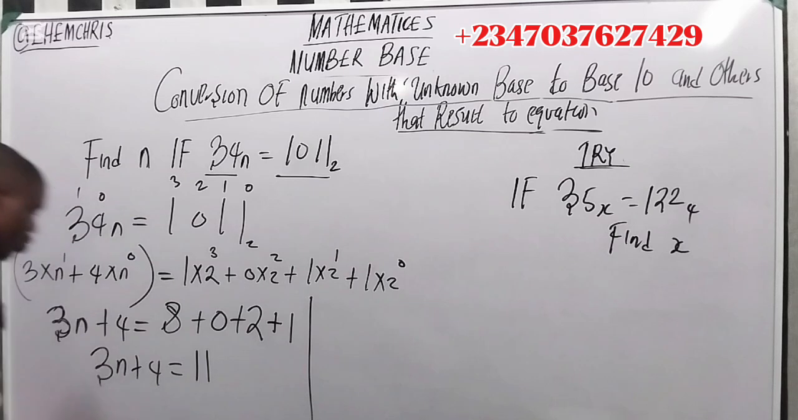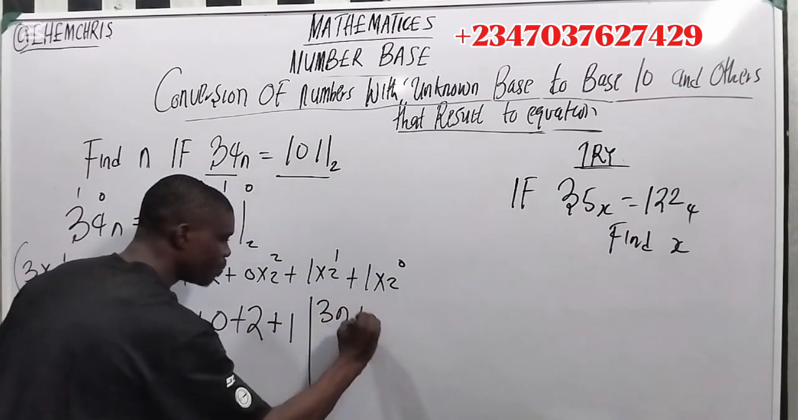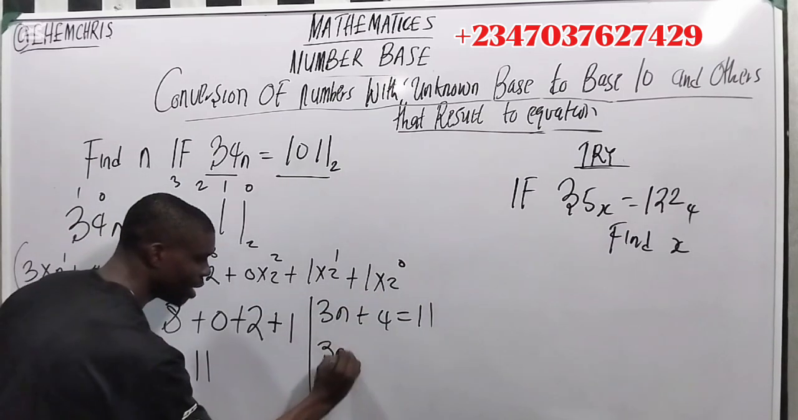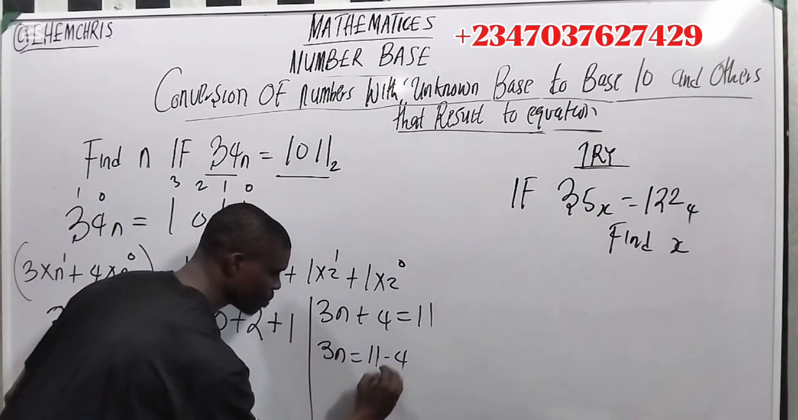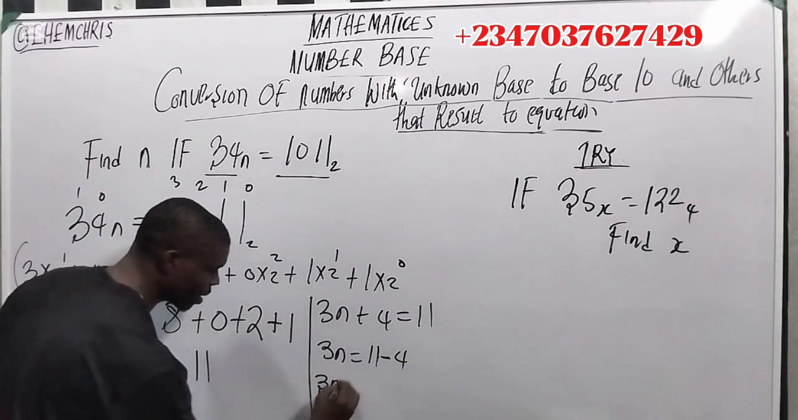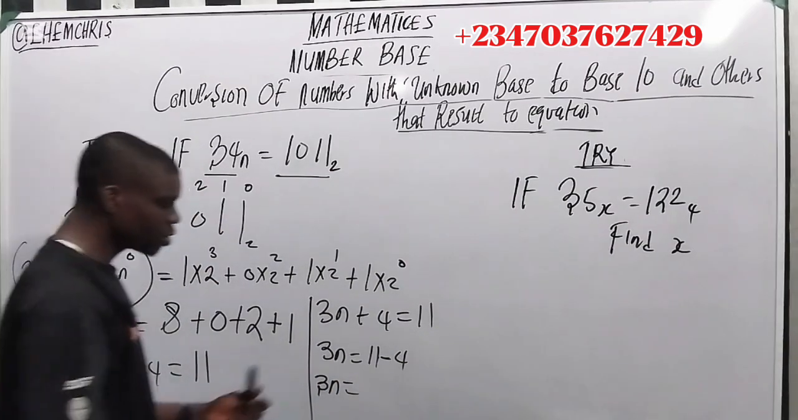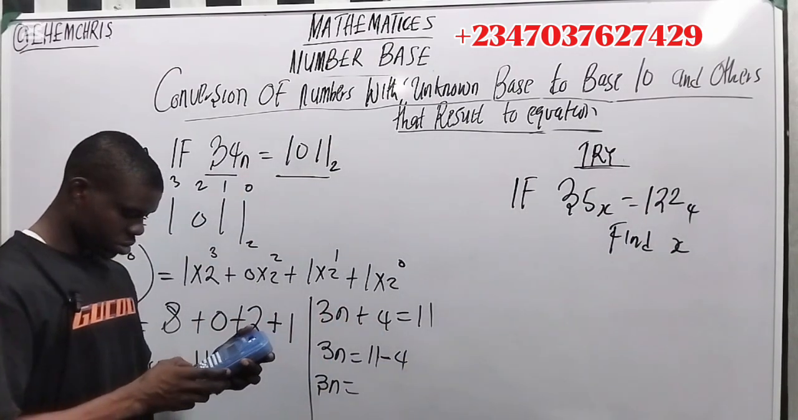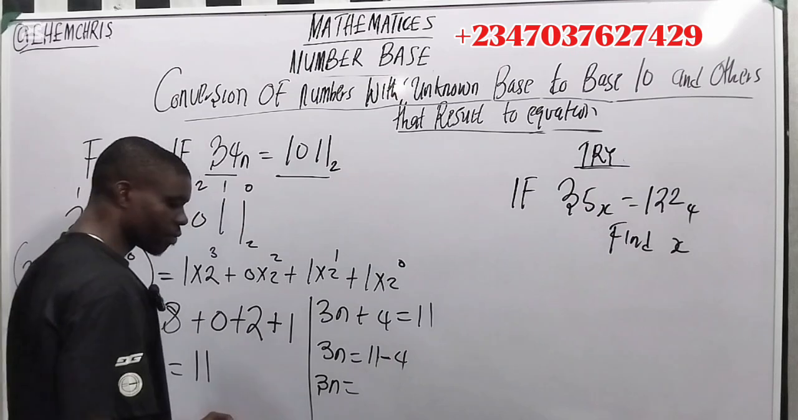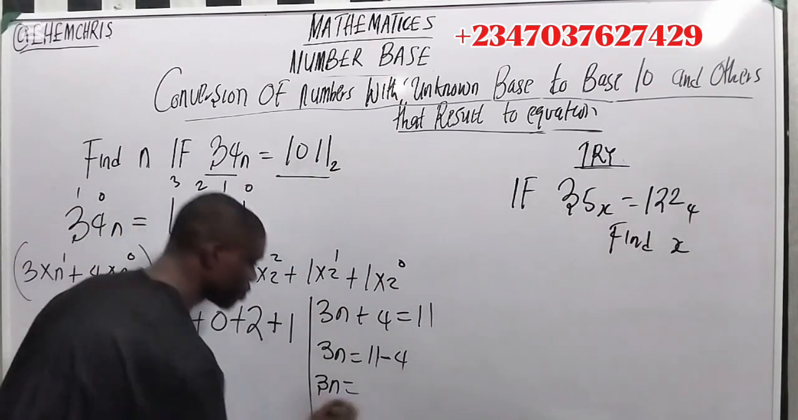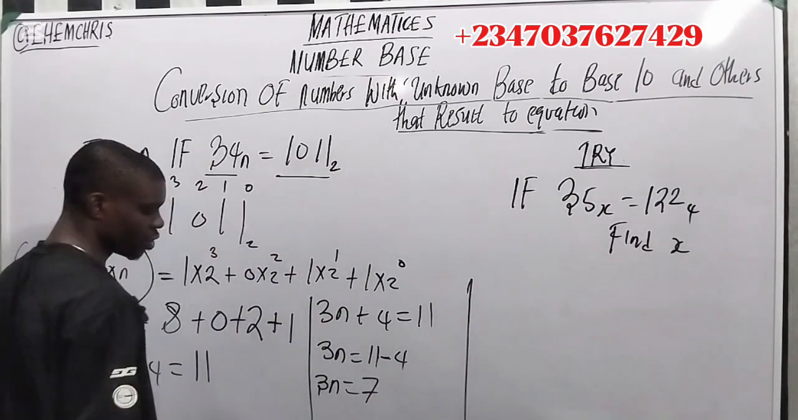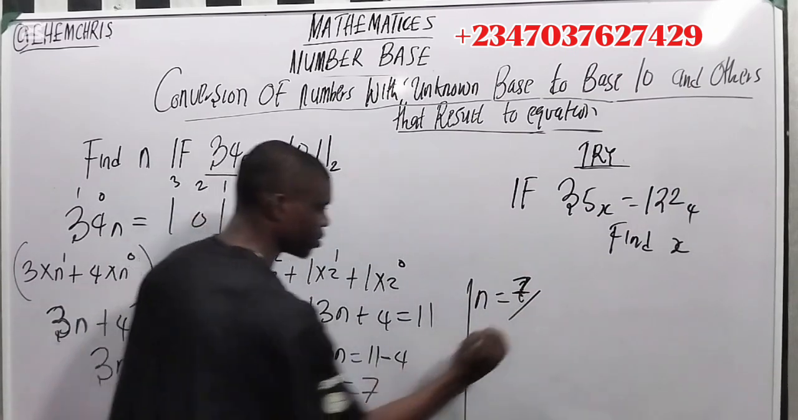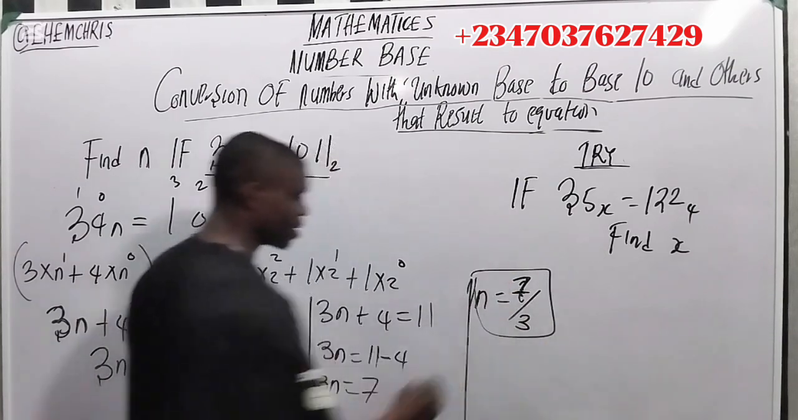Right? So what do you have here? 3n plus 4 equals 11, right? Now you can substitute: 3n equals 11 minus 4. 11 minus 4 is, okay, 7. So n equals 7 over 3. That is the answer.